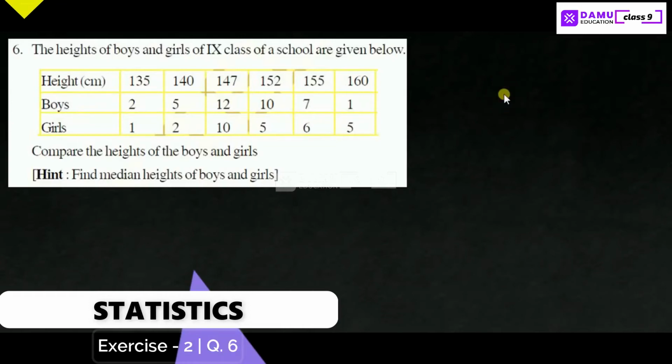Hello viewers, in this module we are going to discuss our sixth question. The heights of boys and girls of 9th class of a school are given below. For height 135, the number of boys is 2 and only 1 girl is there. 140 and 5, like that they are given the data.